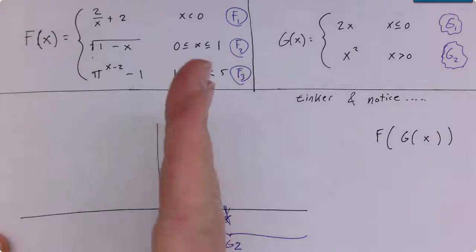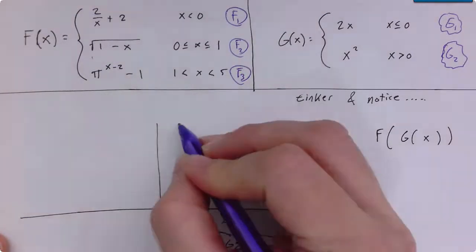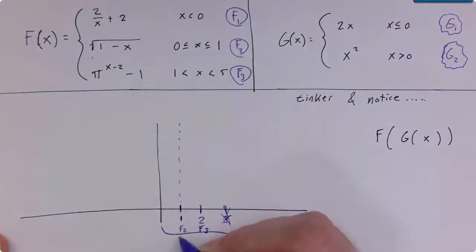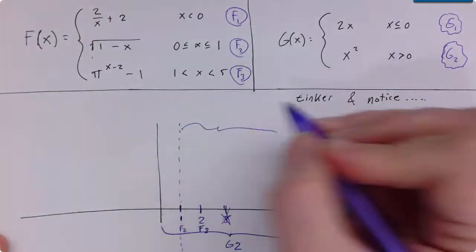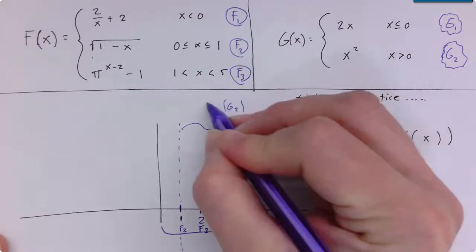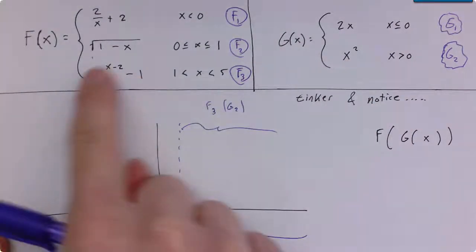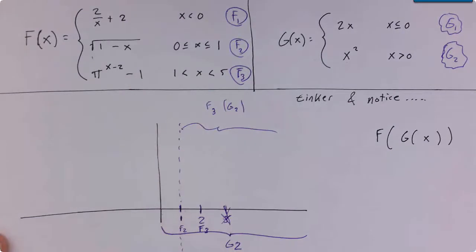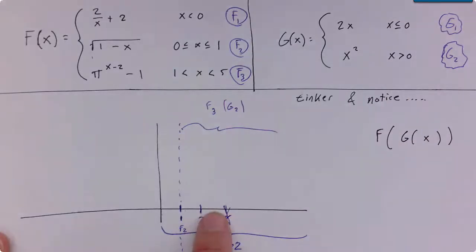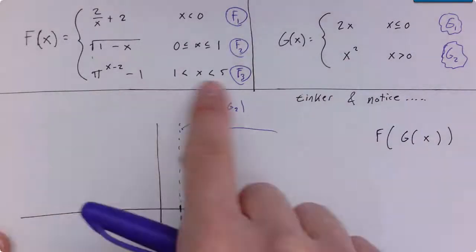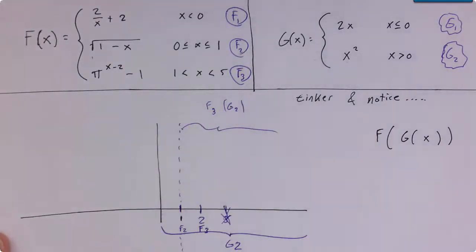So if I'm trying to think about the intervals where different rules get plugged into each other, what I've learned is that as long as x is larger than 1, in this entire interval, I'm going to be composing g2 as the input to f3. So I'm going to be plugging x squared into pi to the x minus 2 minus 1. And the reason I know that is because I saw the size of the output when I plug in an x value, and the size of the output ensures that I'm going to be plugging the result of x squared into that equation. So that's kind of the right way to think about this.